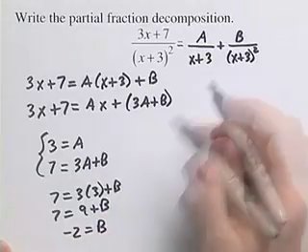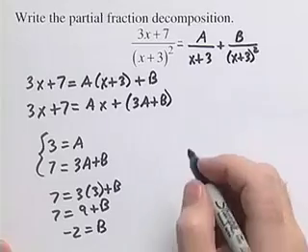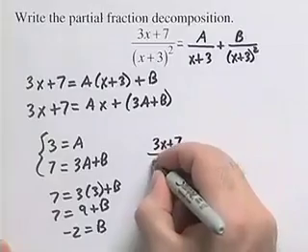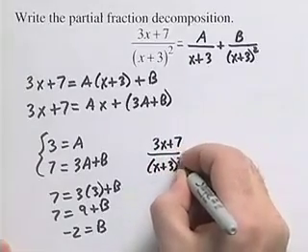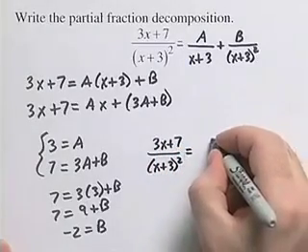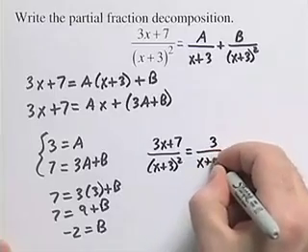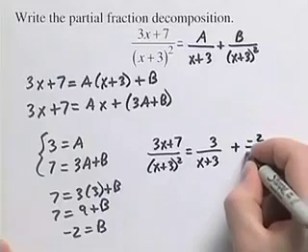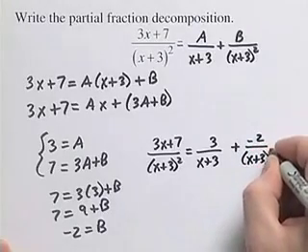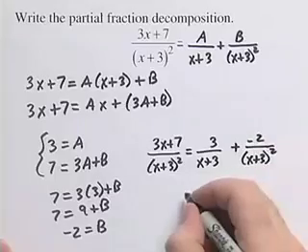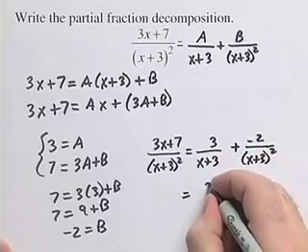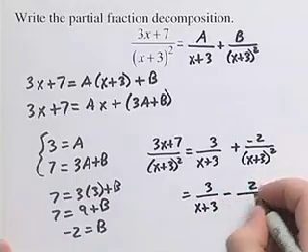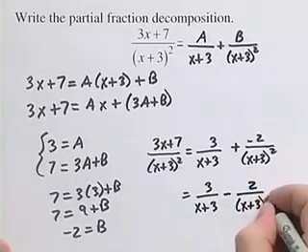Since we know what a and b are, we can do our partial fraction decomposition. And we'll say that 3x plus 7 divided by x plus 3 quantity squared is equal to 3 divided by x plus 3 plus negative 2 divided by x plus 3 quantity squared. We could bring the negative down if we want and say that's 3 over x plus 3 minus 2 over x plus 3 quantity squared.